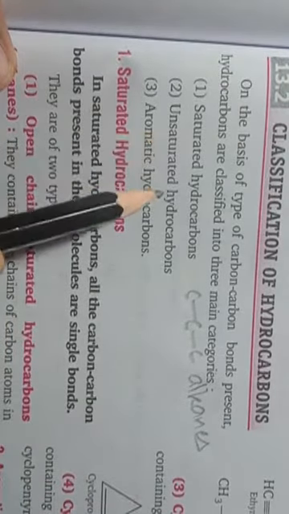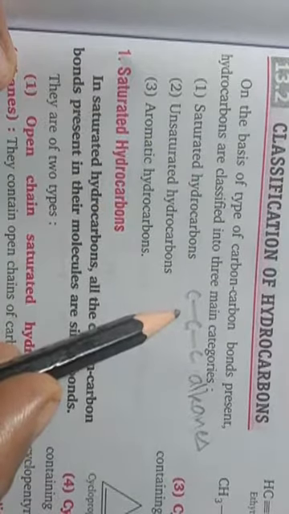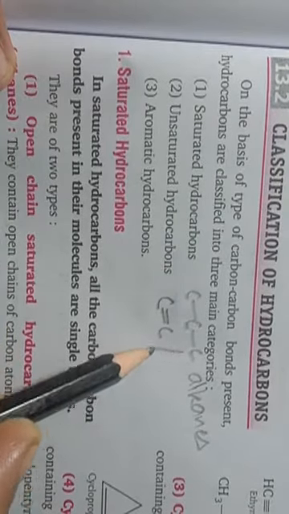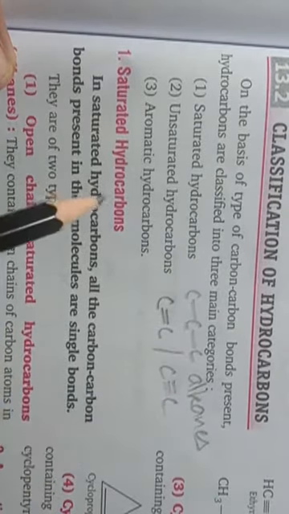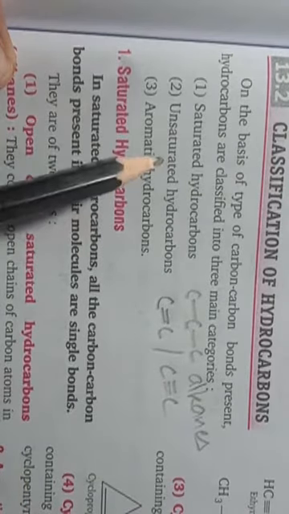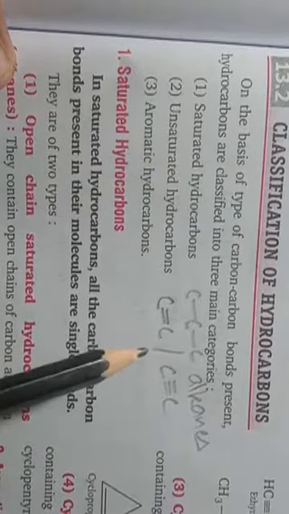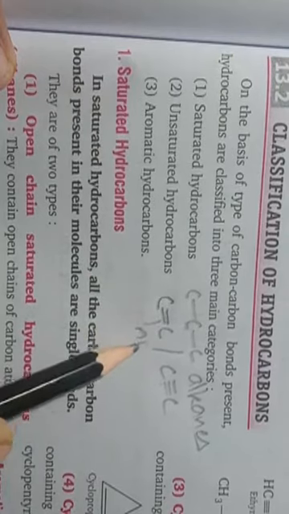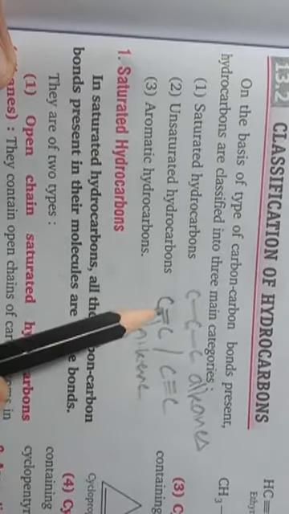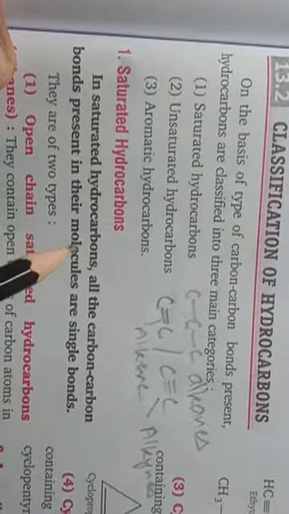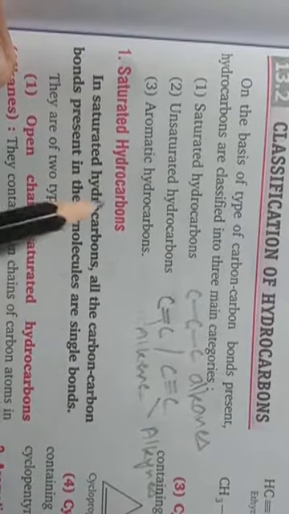The next is unsaturated hydrocarbons, and these are the hydrocarbons in which a C=C double bond or C≡C triple bond is present. Due to the presence of these bonds, such compounds are known as unsaturated hydrocarbons. For example, alkenes, which carry a C=C double bond, and alkynes, which carry a C≡C triple bond, are the examples of unsaturated hydrocarbons.